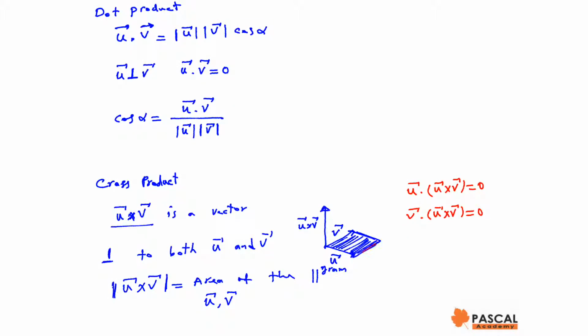Size of U cross V is the area of the parallelogram built on U and V. So it is perpendicular to U and V, and its size is the area of the parallelogram built on U and V. And its direction is coming from right-hand side rule. That means if we are pointing our fingers from U to V, our thumb shows the direction of U cross V.